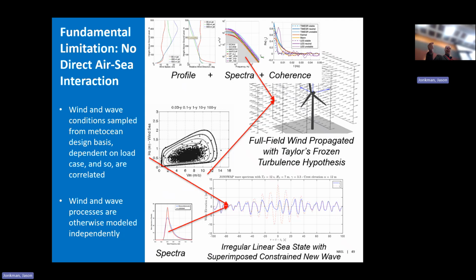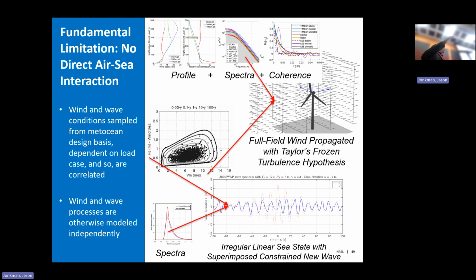For a given wind speed, you choose your HS, you choose your TP. That's what goes in the model. So the wind speed will go into your profile, your spectrum of coherence to generate wind. The wave HS and TP will go into the wave spectrum that will be used to generate the wave. But the time series is effectively completely phase independent. So there's no correlation. So that is a limitation.